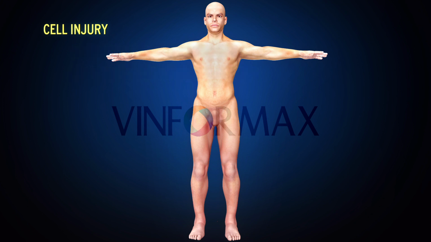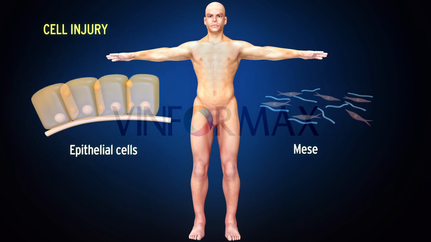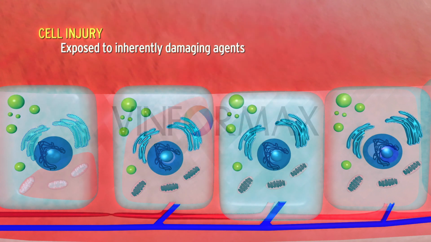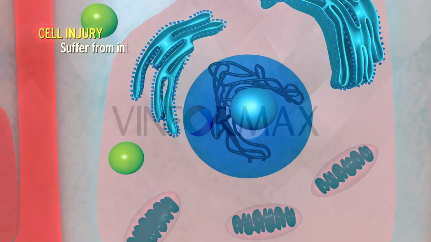Cell at its basic level is divided into two types: epithelial cells and mesenchymal cells. Most forms of disease start with cell injury, which is followed by gradual or rapid loss of its specific function. Cell injury occurs when cells are subjected to severe stress that they are no longer able to adapt, or when the cells are exposed to inherently damaging agents or suffer from intrinsic abnormalities.